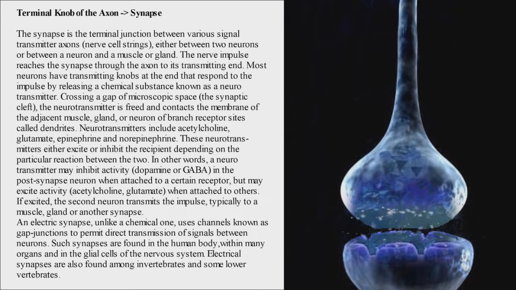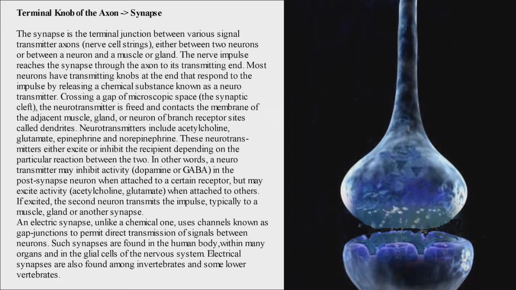The nerve impulse reaches the synapse through the axon to its transmitting end. Most neurons have transmitting knobs at the end that respond to the impulse by releasing a chemical substance known as a neurotransmitter. Crossing a gap of microscopic space, the synaptic cleft, the neurotransmitter is freed and contacts the membrane of the adjacent muscle, gland or neuron of branch receptor sites called dendrites.